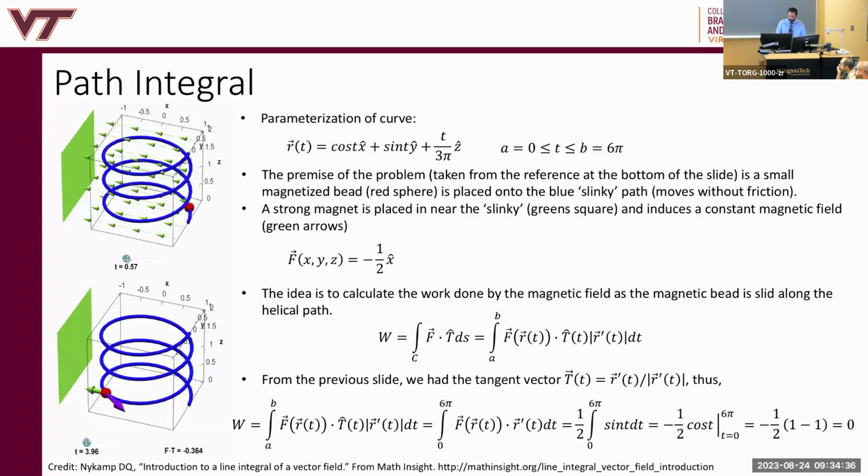So the idea is to calculate the work done. We already know ahead of time that the work done by the magnetic field on a charged particle is 0 because the force is always acting at right angles to the displacement, right? So it cannot change the kinetic energy of a charge, and therefore it can only change its direction. Acceleration can be a change of direction or a change of kinetic energy or velocity. So it does no work. We know that ahead of time. But let's calculate it. The idea is to calculate the work done by the magnetic field as this magnetic bead is slid along the helical path.